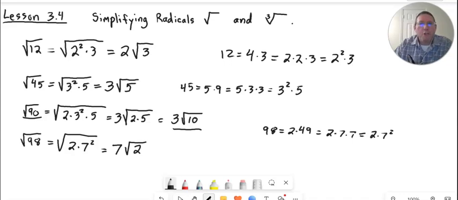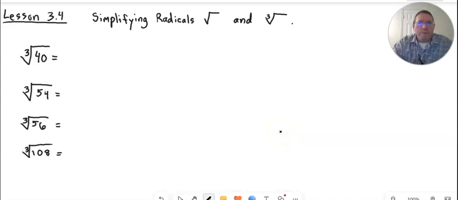Okay? Let's try some cube root examples. Okay, so the procedure for doing cube roots is exactly the same. The first thing we need is the prime factorization of the number underneath.